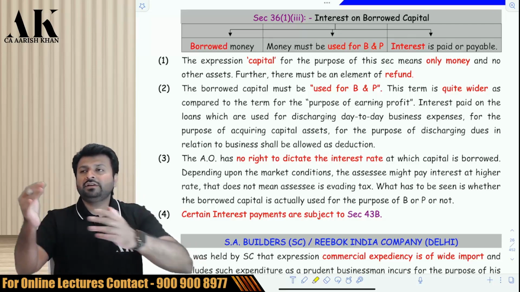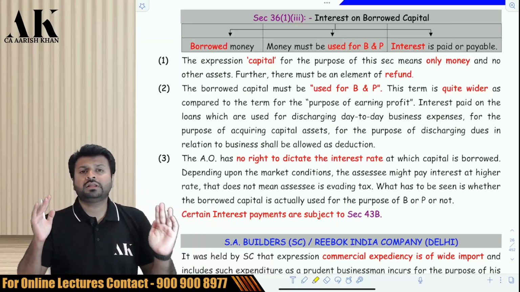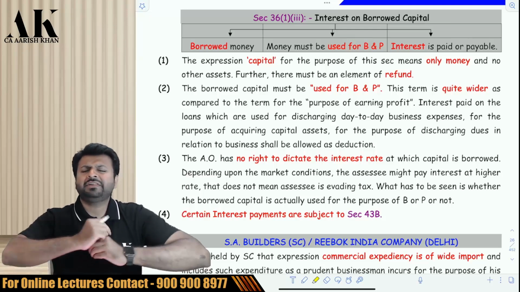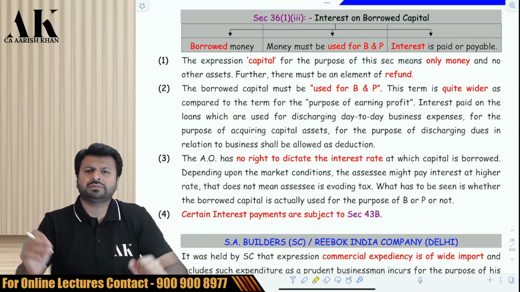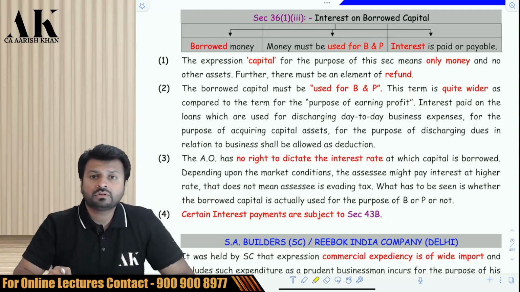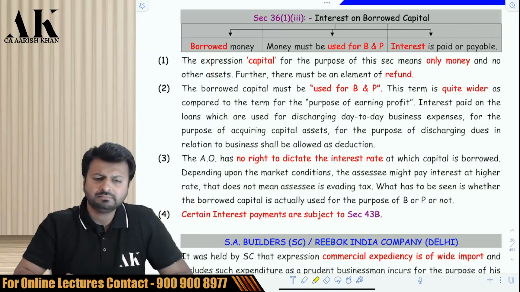Further, when you say you have to borrow money and use it for the purpose of business and profession, the phrase 'use for the purpose of business and profession' is very wide. It means different aspects, different facets of the business. Like you can use it for the purpose of purchasing an asset also. You can use it for paying salary, rent, electricity, other operational expenses, and so on and so forth. There is no harm in that.